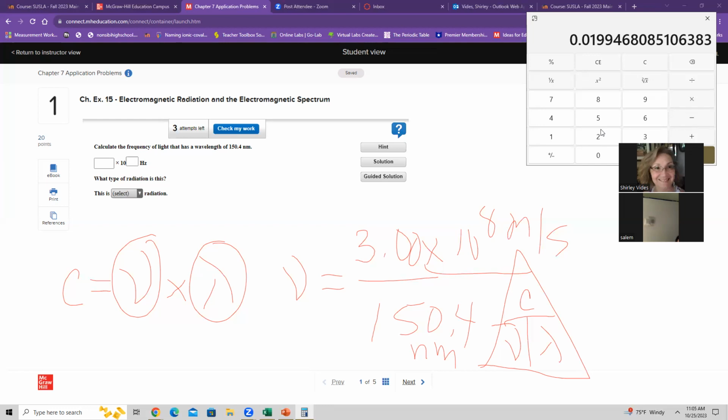Okay. So is that 200 or 2? 2.0. Yeah. Okay. So they gave us 4 sig figs. And the way that my answer is 1.994, so 995, I guess, is what they want. Right? Times 10 to the 7th hertz. And then they want to know which radiation that is.